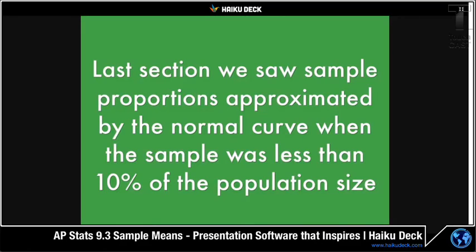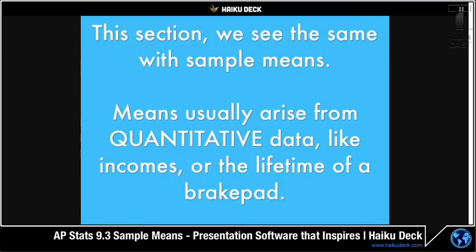Last section we saw sample proportions approximated by the normal curve when the sample was less than 10% of the population size. That was rule of thumb number 1. This time we're going to see that same thing with sample means. Sample proportions usually come from categorical variables. We saw that done with something like the number of people that go to church. Means come from quantitative variables, things like income, lifetime of a brake pad, numbers.